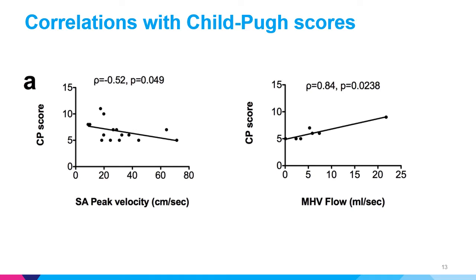We observed modest negative association between the Child-Pugh score and the splenic artery peak velocity. On the other hand, we observed strong positive association between the Child-Pugh score and the middle hepatic vein flow. This latter finding is in agreement with echocardiography studies, which showed different flow patterns and hyperdynamic circulation in the middle hepatic vein in patients with severe cirrhosis.